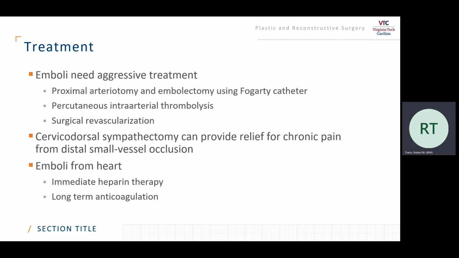So treatment, emboli, especially larger emboli, need to be treated aggressively. You can perform a proximal arteriotomy and an embolectomy using a Fogarty catheter. You want to make sure you're using a catheter that's small enough to pass into the superficial and deep arches of the hand. You can also perform percutaneous intra-arterial thrombolysis and then surgical revascularization as well. For patients with chronic pain from distal small vessel occlusion, you can perform a surgical dorsal sympathectomy.